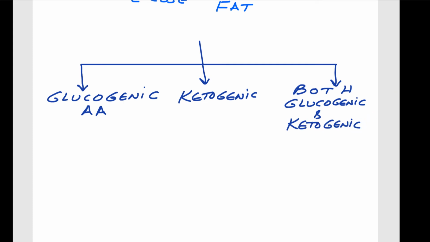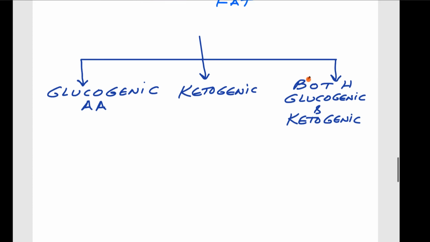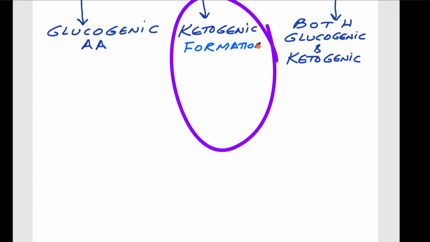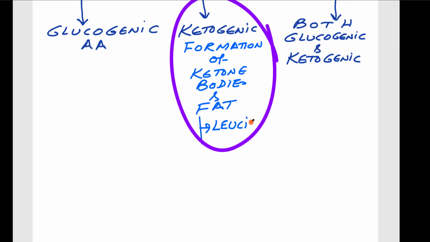Now, let me first write ketogenic. What are the ketogenic amino acids? The formation of ketone bodies and fat. That is what we call ketogenic amino acids. What is that amino acid? The amino acid is one amino acid, leucine.